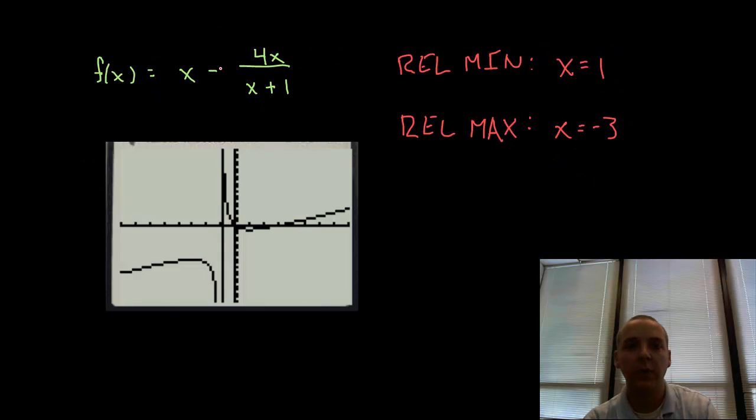Okay, so here's a graph of the function x minus 4x over x plus 1, and sure enough, in hindsight, these answers make perfectly good sense, because right here at 1 it seems to be a relative minimum. It's the local minimum. It's the lowest point around. And there is a relative maximum back here at negative 3. It's the local maximum. And right here at negative 1, I see that vertical asymptote.